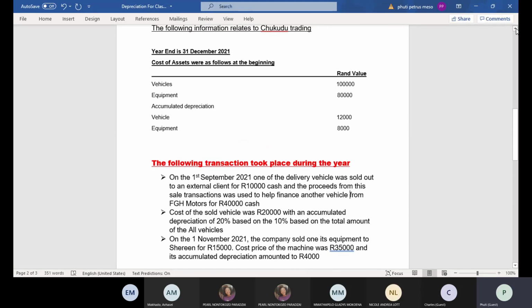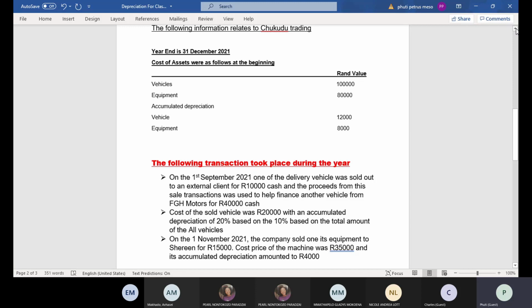It says that the following information relates to Chukuru Trading, and the year end is the 31st of December 2021. The cost of assets were as follows at the beginning of the year: the vehicle with an amount of 100,000 Rand and equipment with an amount of 80,000 Rand. Accumulated depreciation for the different assets: vehicle is 12,000 Rand, equipment is 8,000 Rand.